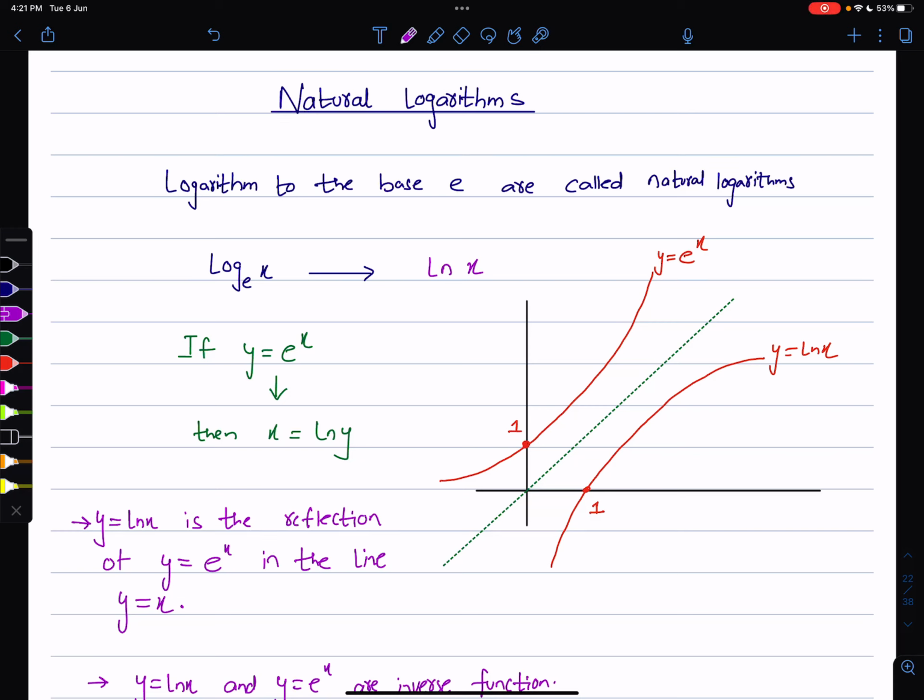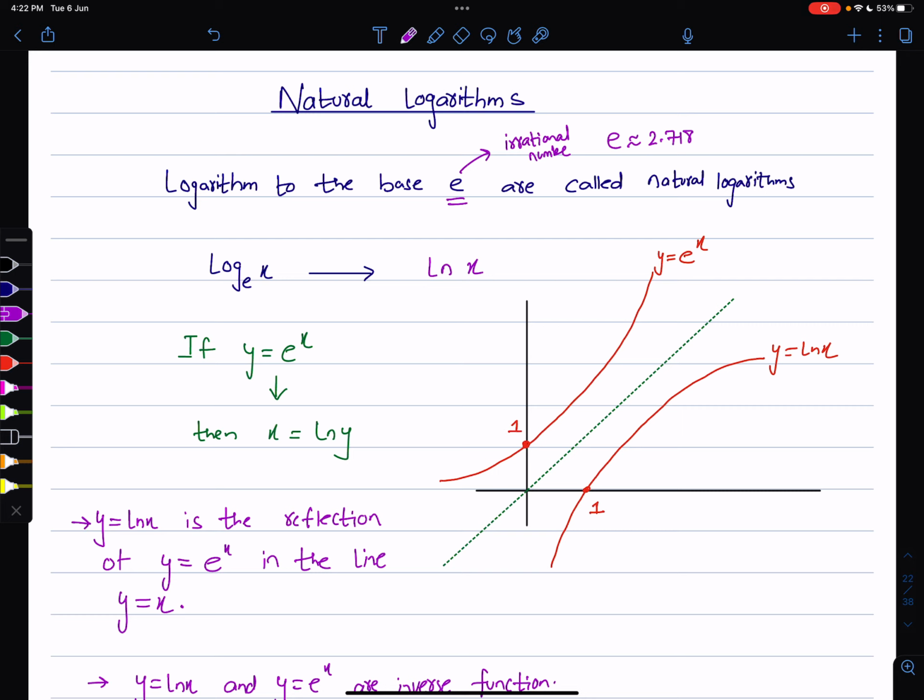Hi, in this video we are going to be discussing natural logarithms. So there is another type of logarithm to a special base called e. Now e is an irrational number, and the value of e is somewhere around 2.718. The number e is very important in mathematics as it has very special properties.